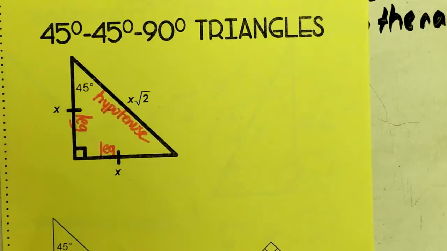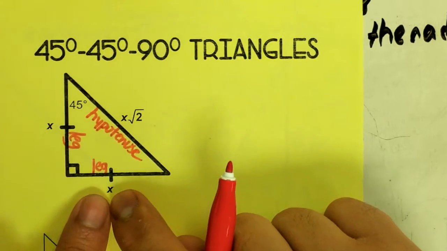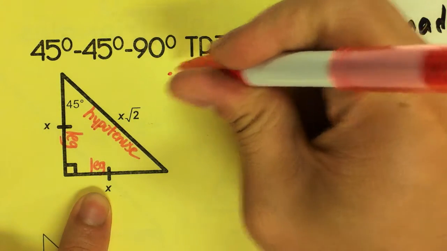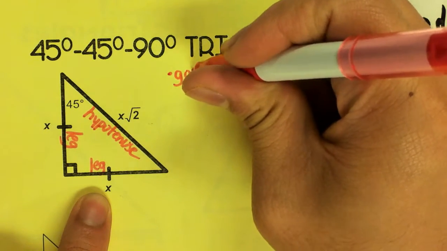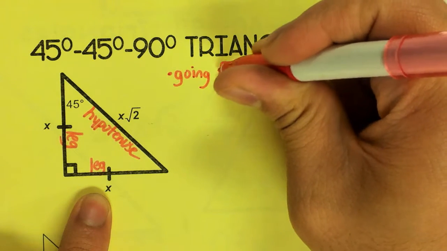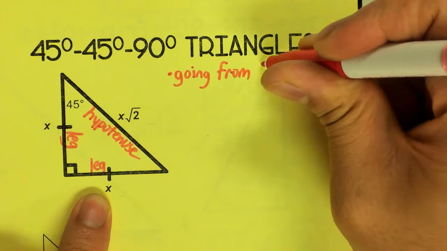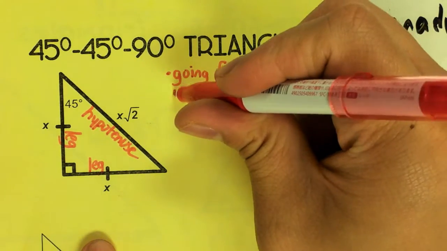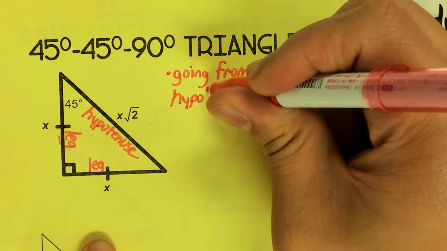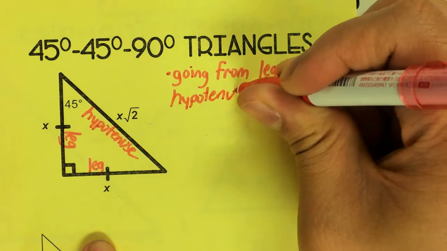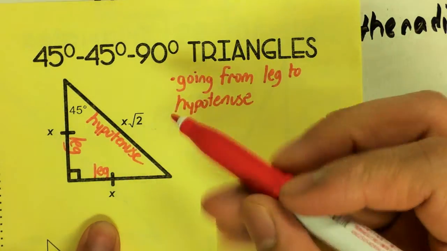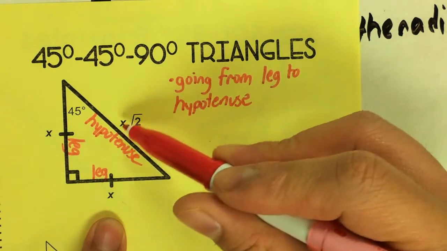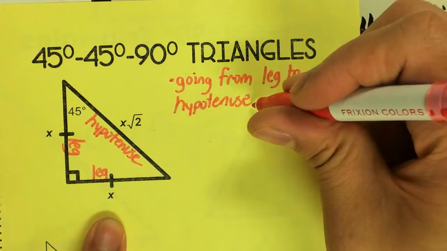So the way the rule goes, going from leg to hypotenuse, let's write this down. Going from leg to hypotenuse, x became an x times the square root 2. So we multiply it by this square root 2.